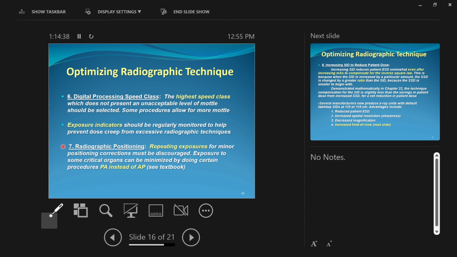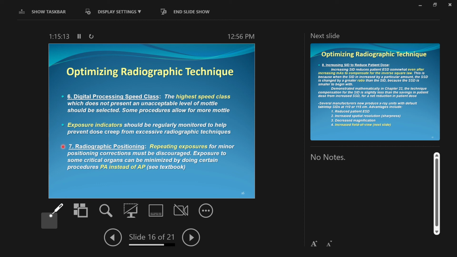Radiographic positioning. This is the biggest problem. Okay, this is the biggest way we can fix patient dose. Repeat exposures for minor positioning corrections must be discouraged. We only repeat the exposure if it is mis or malpositioned enough to require repeat. Basically, simply speaking, if the positioning error is big enough to where the physician would lose diagnostic information. Okay, remember that's what you're doing, right? You're making an X-ray image, radiograph, so the physician can use it for diagnosis.